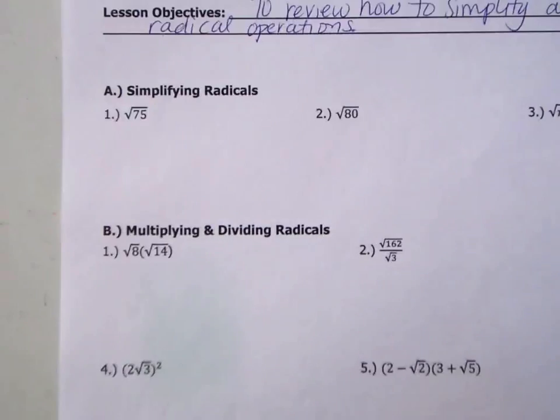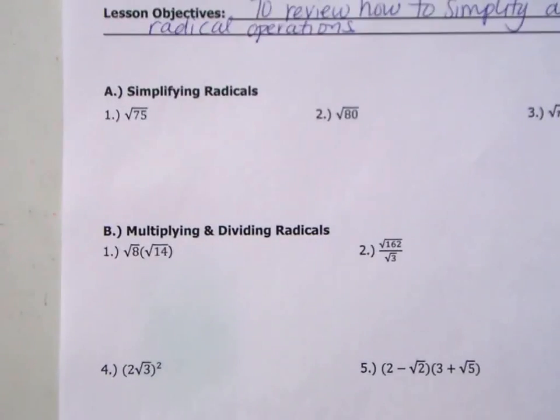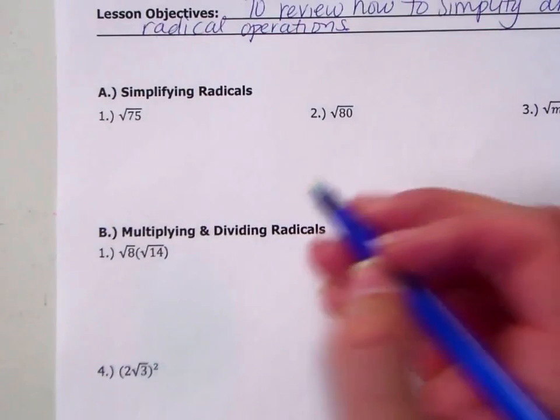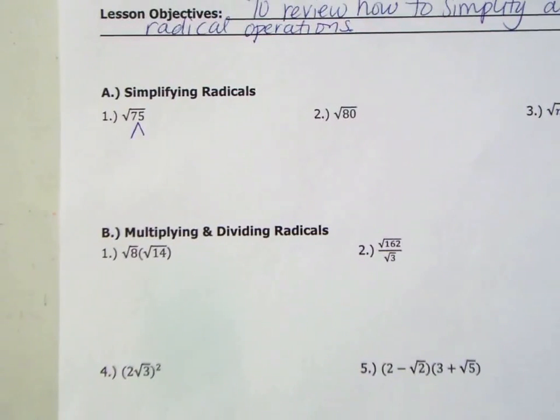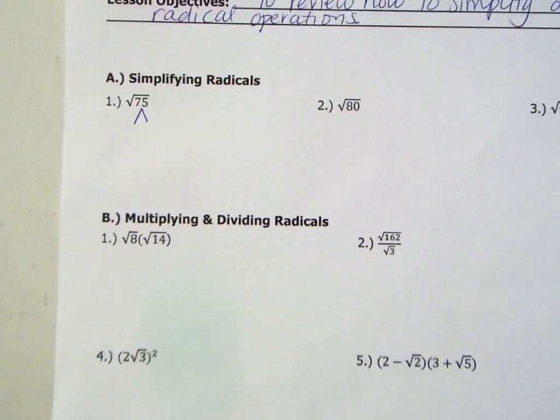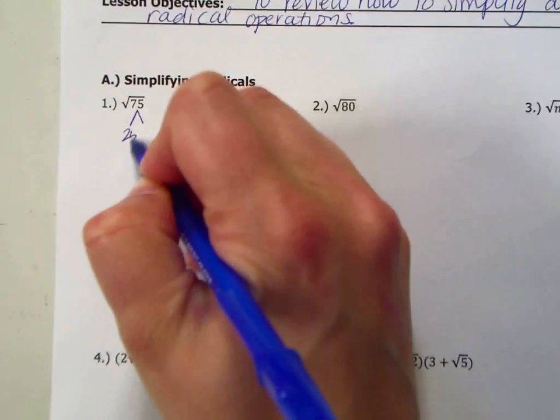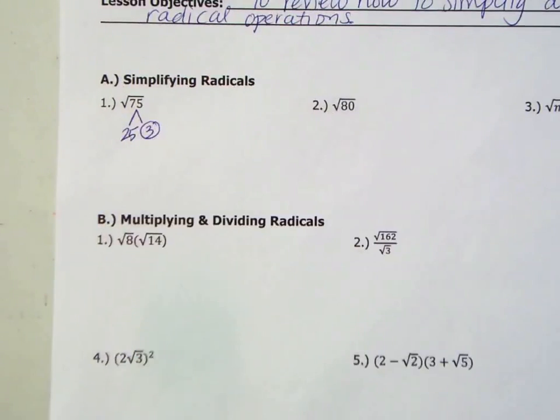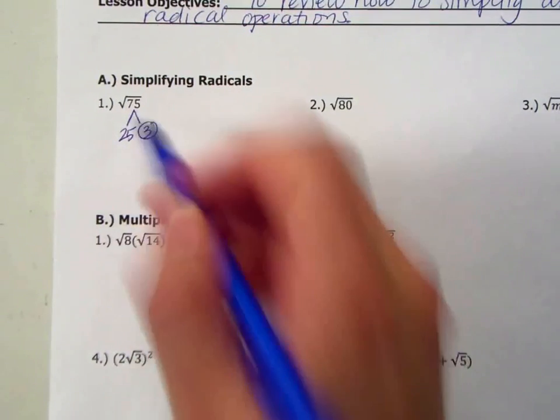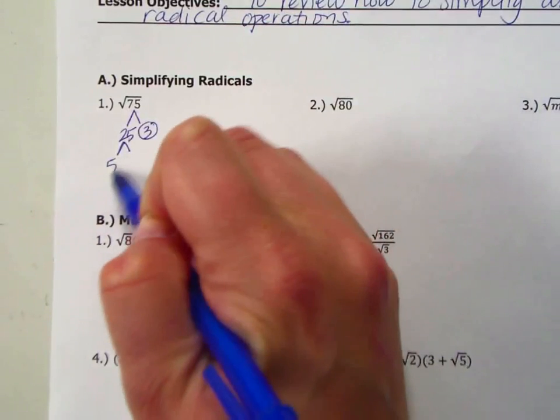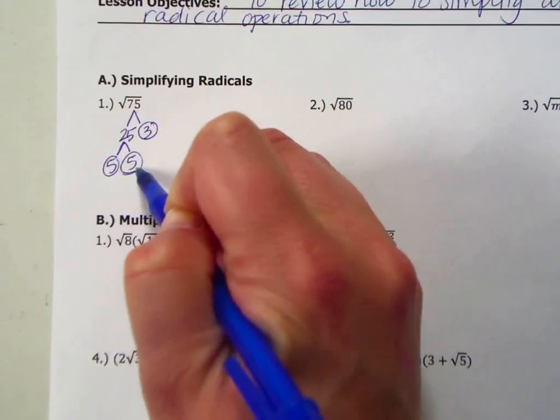What we are going to start with, like I said, is just simplifying the square root. So what we are going to do is break down the number into its prime factors until we get a pair that we can pull out. So 75 breaks down to 25 and 3. Anywhere I see a prime number, I will circle, knowing I'm done with that part of the tree. 25 then breaks down to 5 and 5.